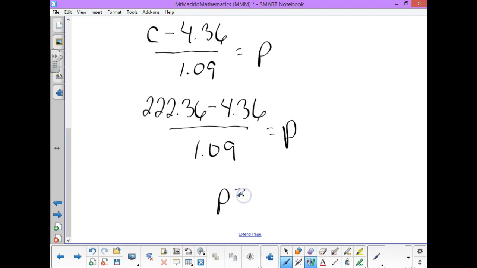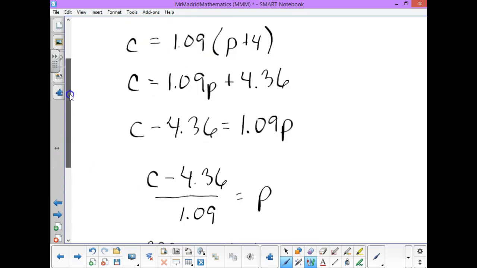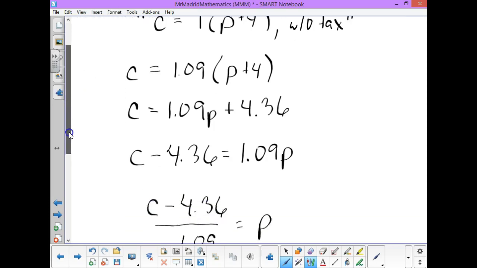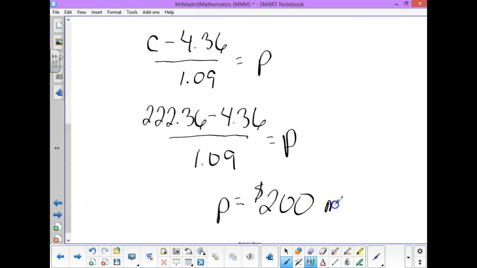And if we enter that in the calculator carefully, we get $200. And you can go and do that. I'm just kind of boosting the process to save time on this video. What price should the clerk mark on the tag? $200. Mark on the tag.